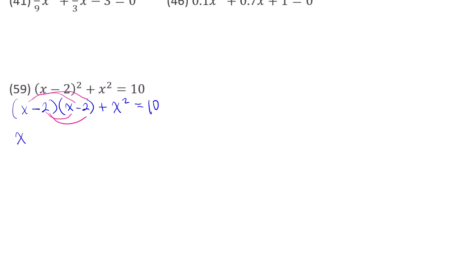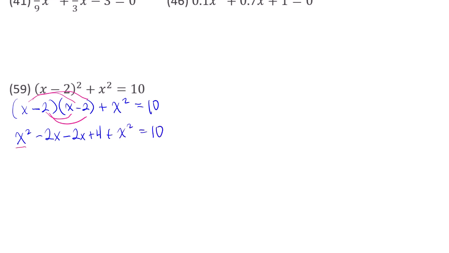So x times x is x squared. x times negative 2 is negative 2x. Negative 2 times x is negative 2x. And negative 2 times negative 2 is positive 4. Sorry, I might have said that wrong. Negative 2 times negative 2 is positive 4. And then plus x squared equals 10.